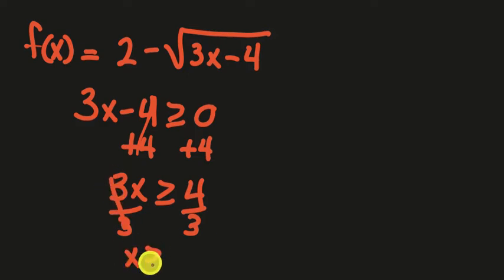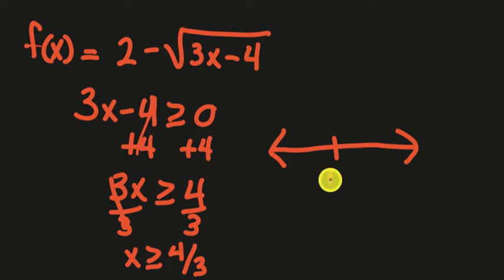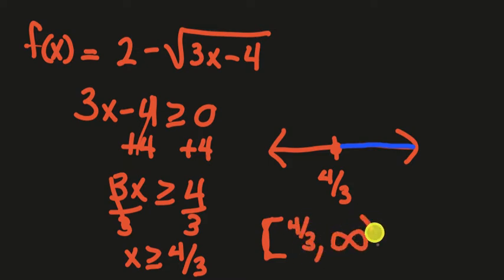And we'll get that x is greater than or equal to 4 over 3. When we draw this on a number line, we write positive 4 over 3. And since x is greater than or equal to 4 over 3, we can draw a solid dot. And since it's greater than, we're going to shade to the right. In interval notation, we're starting off with a bracket at 4 over 3, and we're going all the way to infinity.